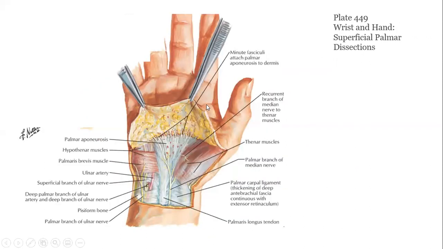Okay, so this is your palm, superficial dissection. If you take off the skin and the subcutaneous fat, you can see here this palmar aponeurosis. The palmar aponeurosis is an outgrowth from your palmaris longus tendon. It extends out and then it thickens. And so this is your palmar aponeurosis.